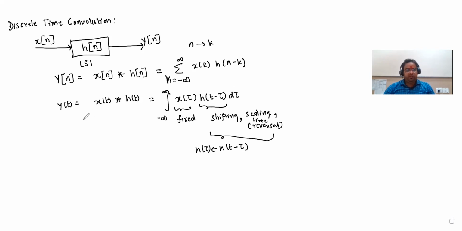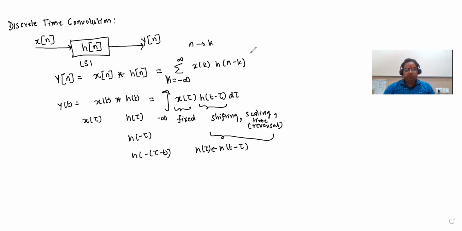What was happening here? First we had changed t to tau and h of t to h of tau. Then we performed time reversal here, and then we did minus tau plus t here. This was what we had done. The same thing we are going to do here also.